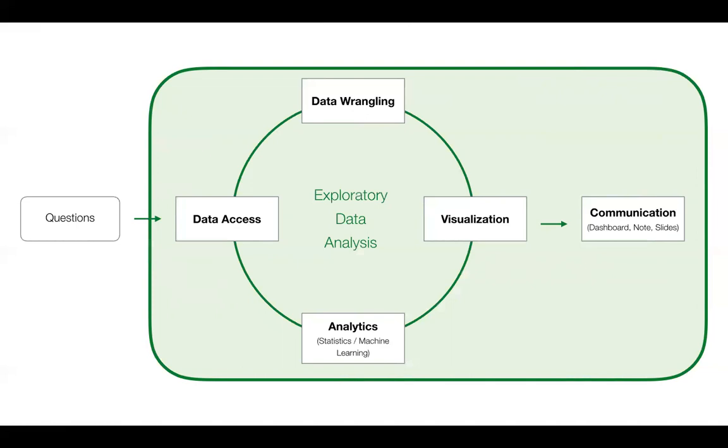But your eyes or intuition have limits. So that's where analytics comes in, where statistical machine learning algorithms come in. The topic of decision trees that I'm going to be talking about today is in this analytics area. After all, you get the insights, then you go to communication by using dashboards, notes, and slides. This whole green background area is what you can do with Exploratory. But today we're going to focus on this analytics piece of the box.